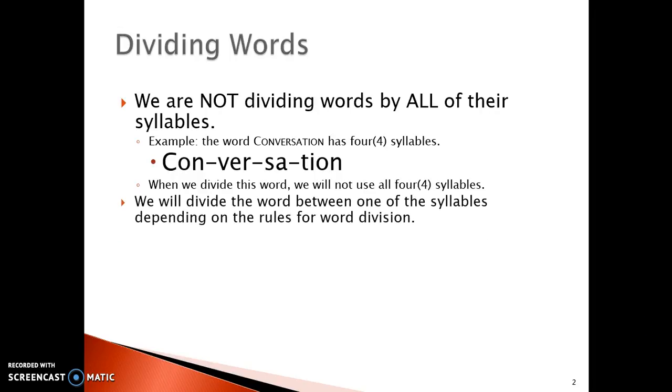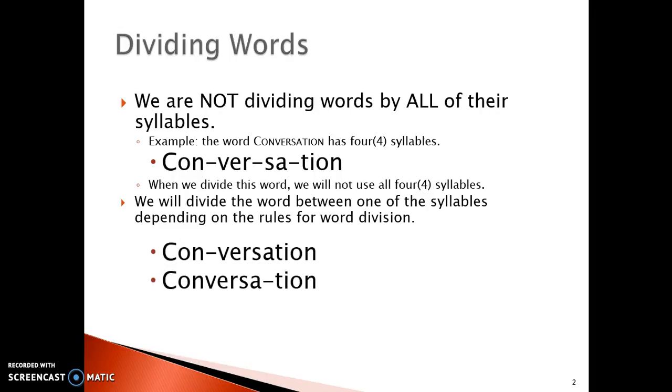What we will do is divide the word between one of the syllables, depending upon the rules for word division. So conversation, which has 4 syllables, will be divided one time, either the first way, C-O-N dash, or conversation dash T-I-O-N. One of these two is a valid way to divide the word conversation.